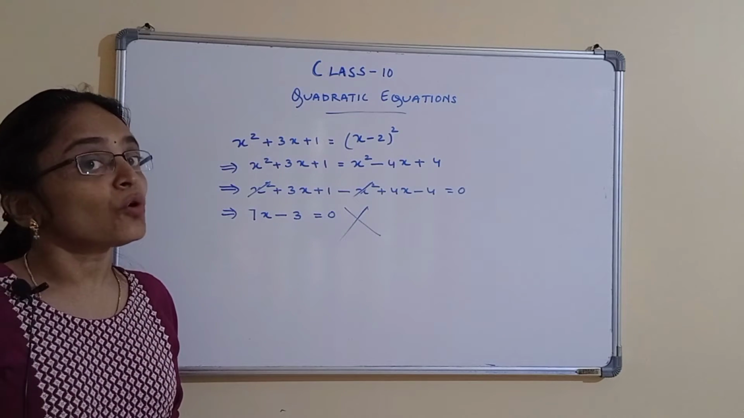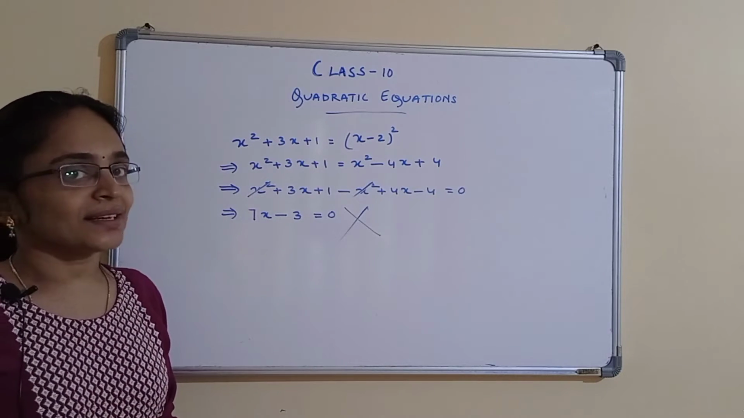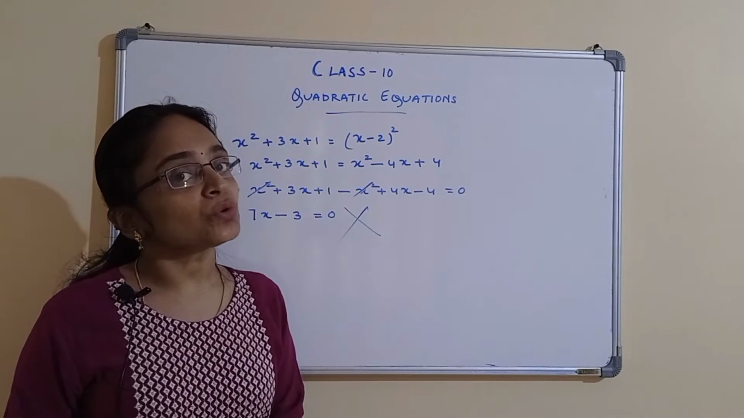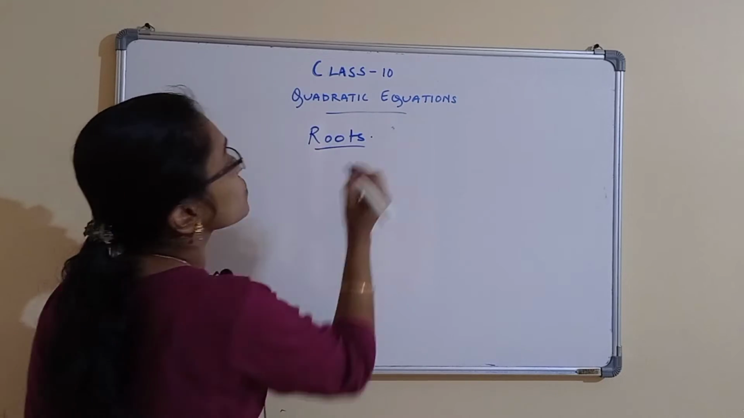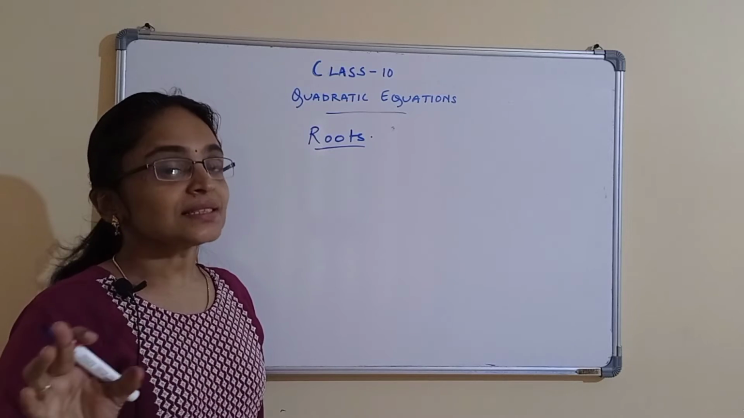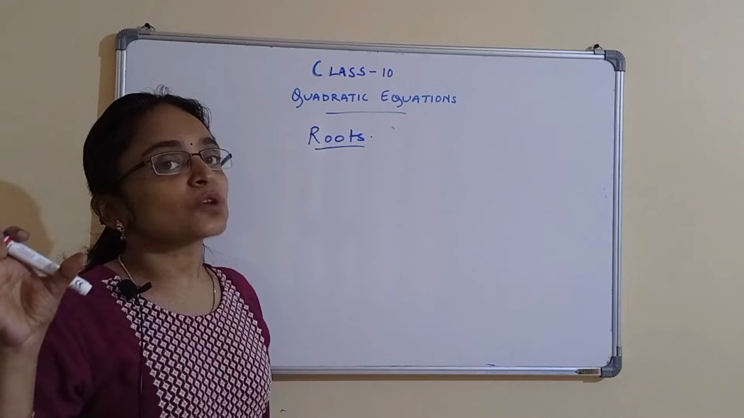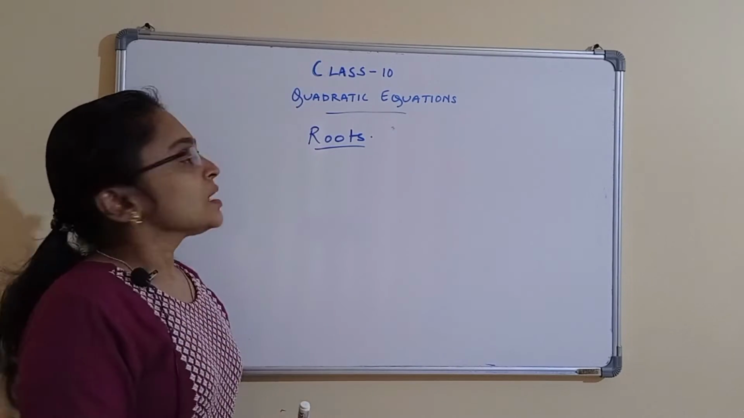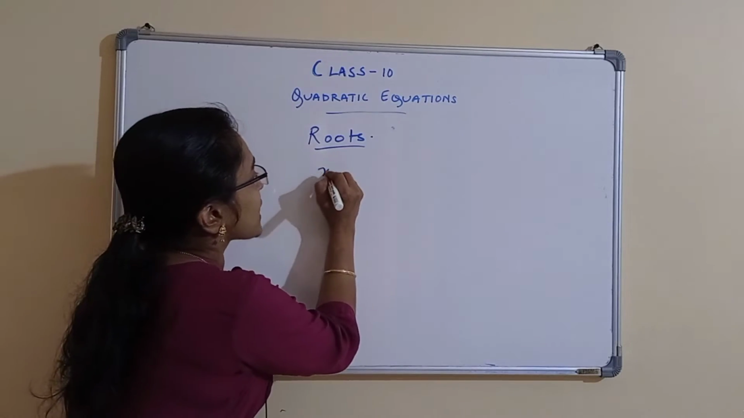Okay, so hope you have understood how to check whether a given equation is a quadratic equation or not. So we'll proceed to the next section, that is how to find roots of a quadratic equation. What is meant by finding roots of a quadratic equation? What is a root? It is solving for x for a given equation. If we solve for x, that is called a root. The value of x is called a root. So you have understood what a root is, right? It is the value of x.